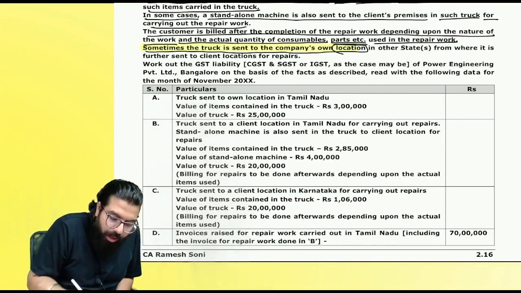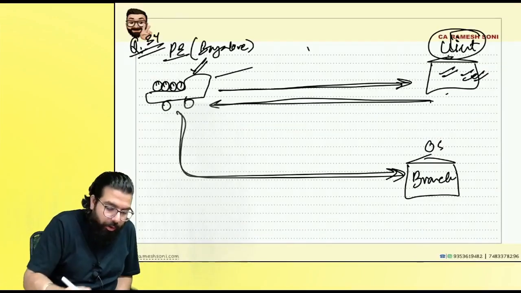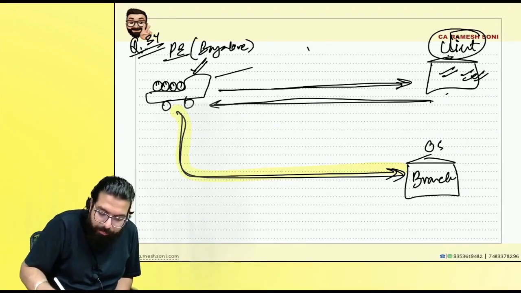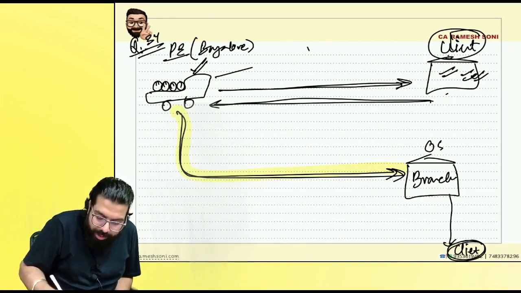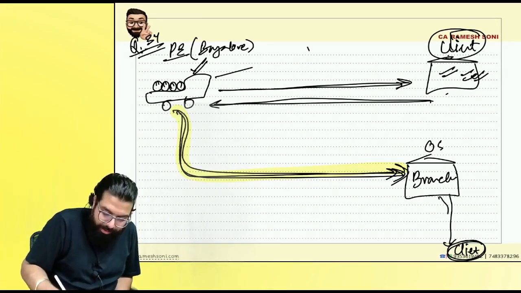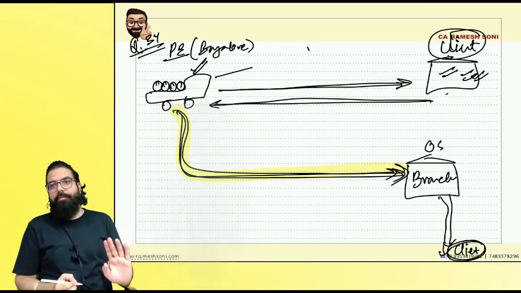Sometimes the truck is sent to the company's own location in another state, from where it is further sent to the client location for repair. You know what will happen? From here it will go to the other location, and what will they have there? They will have their own clients. So this truck will go from here to there, and then they will send it to the client location. Are we clear, everyone?